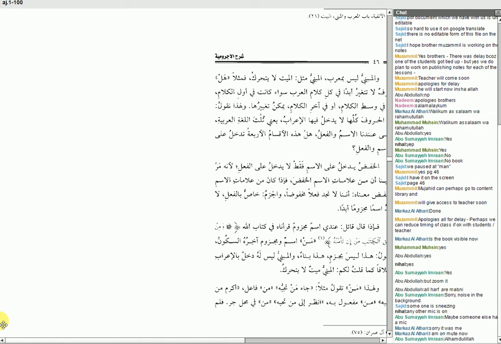Where were we? Mabni laysa bi mu'rab. Exactly. So then the Shaykh says at the beginning over here, al-mabni is not mu'rab. These are two opposites. One is mabni, which is the huruf, all of them, and the other one is mu'rab, which is the rest of the words, the asma and the af'al, except that some of the asma, as you will learn, and some of the af'al, as you will learn, are also mabniyah.